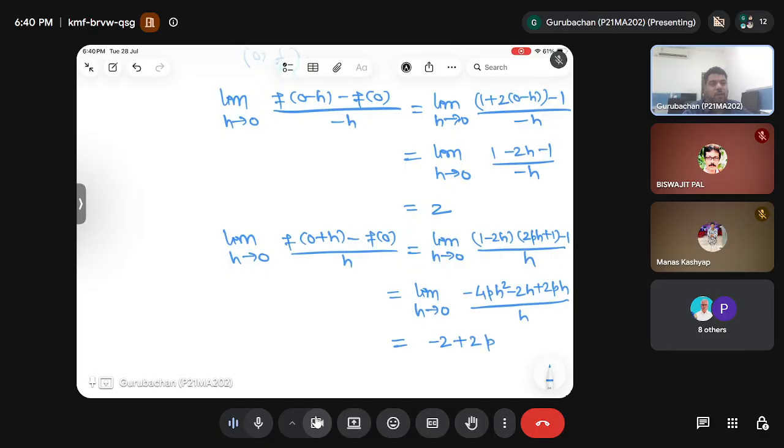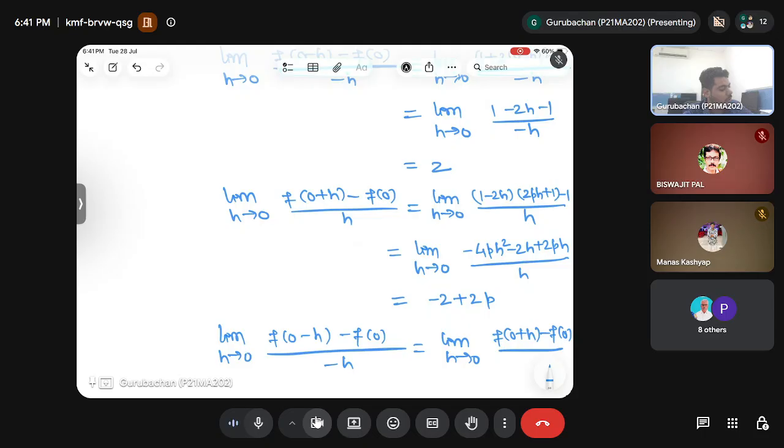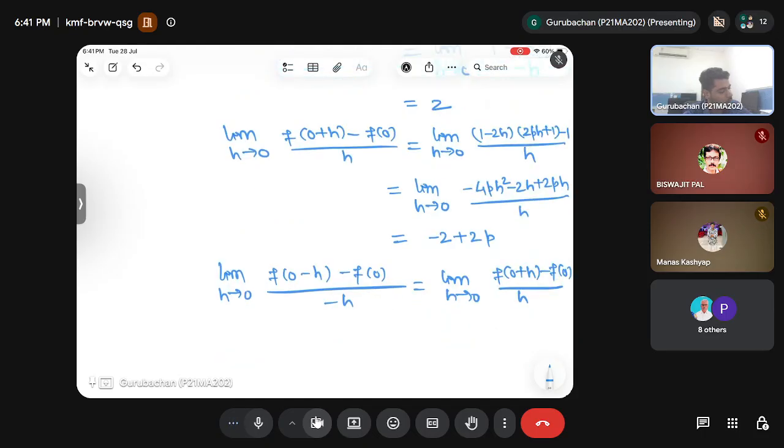Since we want our function to satisfy Rolle's theorem, the left hand derivative and right hand derivative must be equal. So this value must be equal to (f of 0 plus h minus f of 0) divided by h. They must be equal. So 2 is equal to minus 2 plus 2p, and when you solve it you will get p as 2.